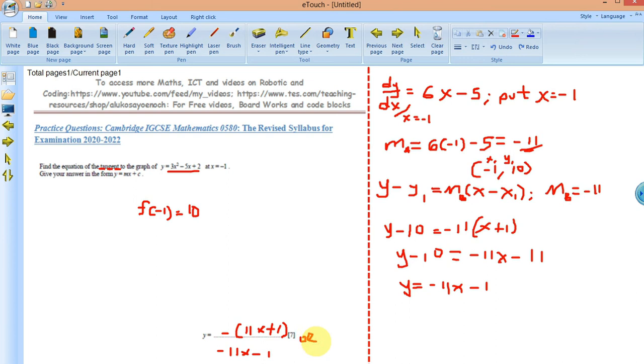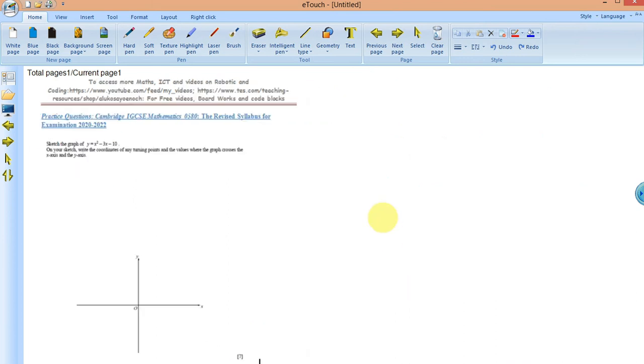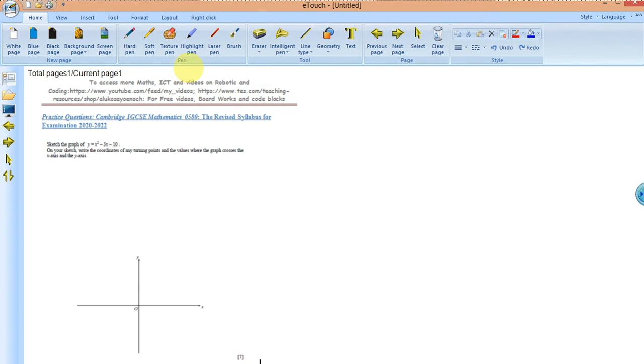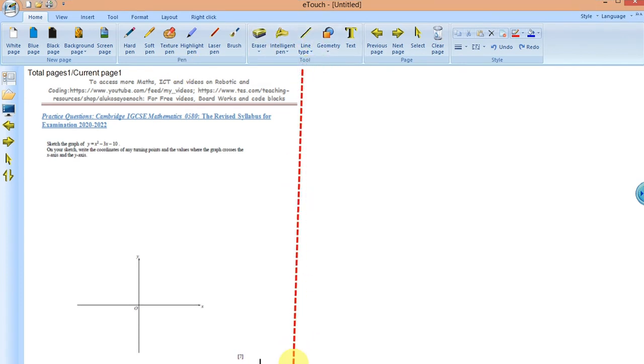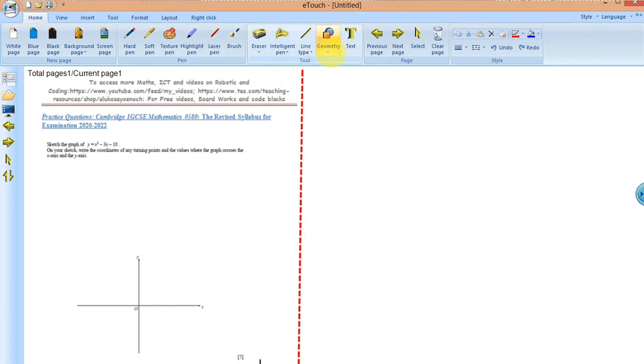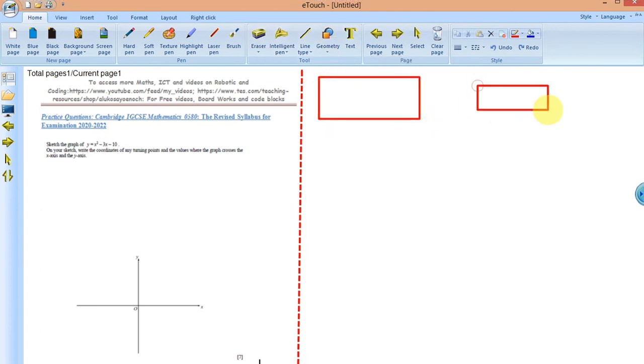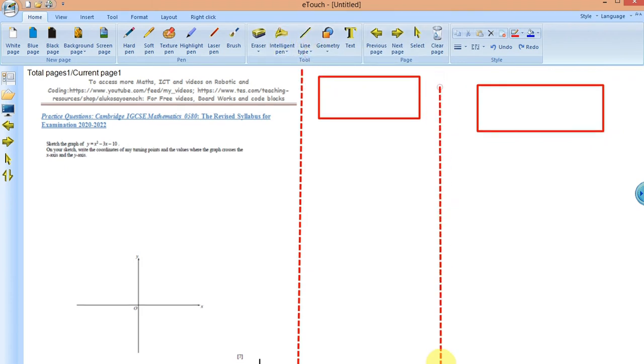Let's go to the next question. Okay, guys, here is the next question. Question number 4. Sketch the graph of y equals x squared minus 3x minus 10. On your sketch, write the coordinates of any turning point and the value where the graph crosses the x and y axis. So, guys, let's go ahead with the intercepts, x-intercept and y-intercept. Let me use these rectangular boxes as usual, then we'll demarcate in order to gain more space.